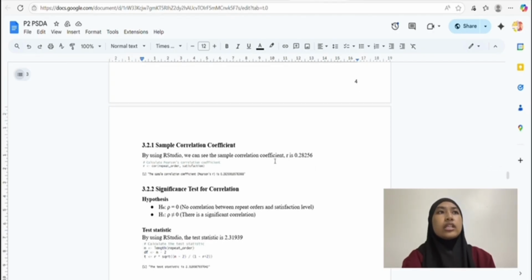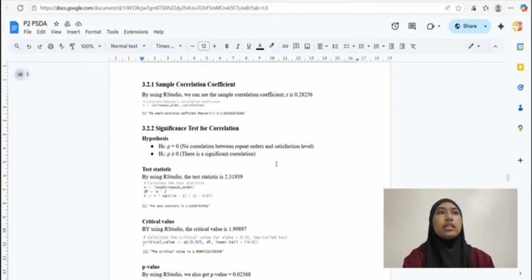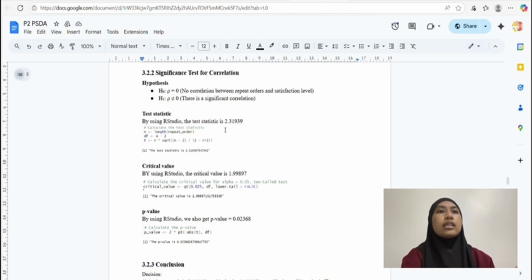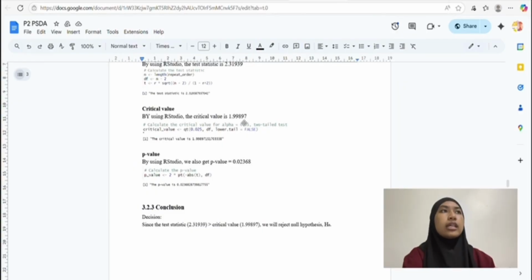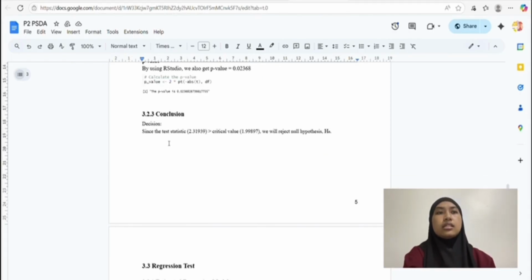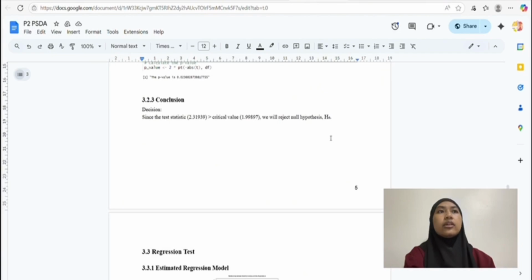The correlation coefficient r we got is 0.28256, which shows a weak but positive correlation. To test significance, our H0 is rho equal to 0, which means no correlation. Our H1 is rho not equal to 0, which means significant correlation. Using RStudio, we got the test statistic equal to 2.31939 and critical value 1.99897 with p-value 0.02368. Since the test statistic is greater than the critical value and the p-value is less than 0.05, we reject the null hypothesis. So the conclusion is there is a significant but weak correlation between repeat orders and satisfaction level.